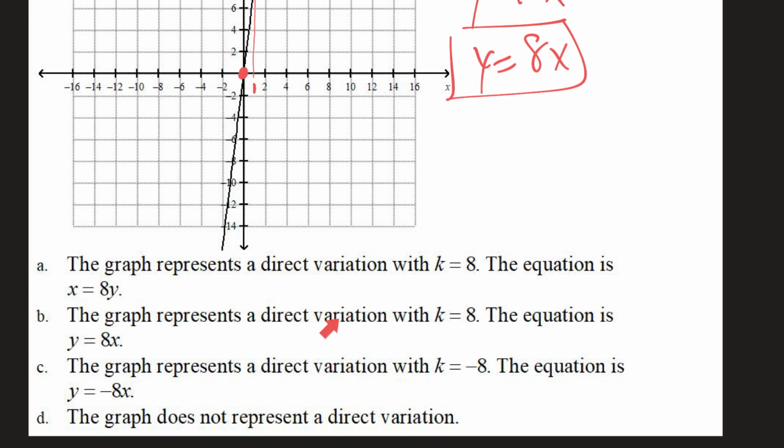So k is 8, the equation is y equals 8x. Our answer is B.